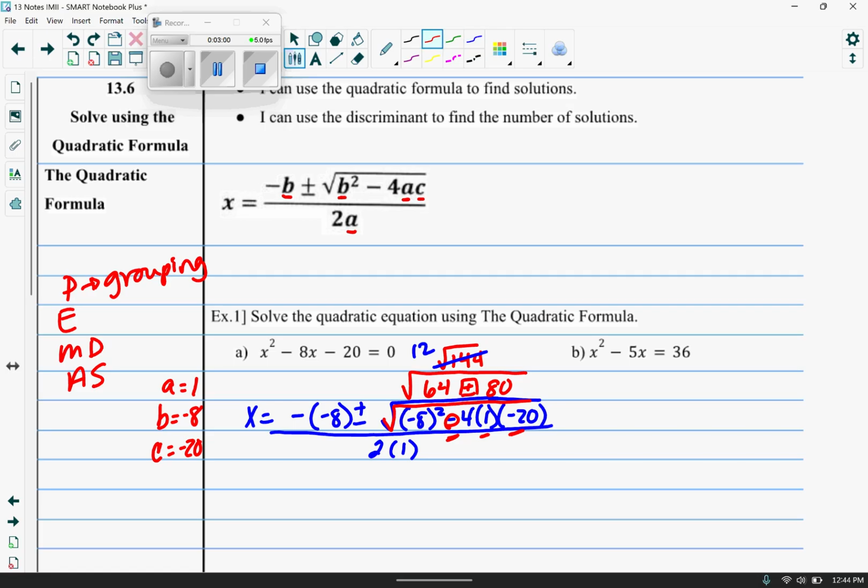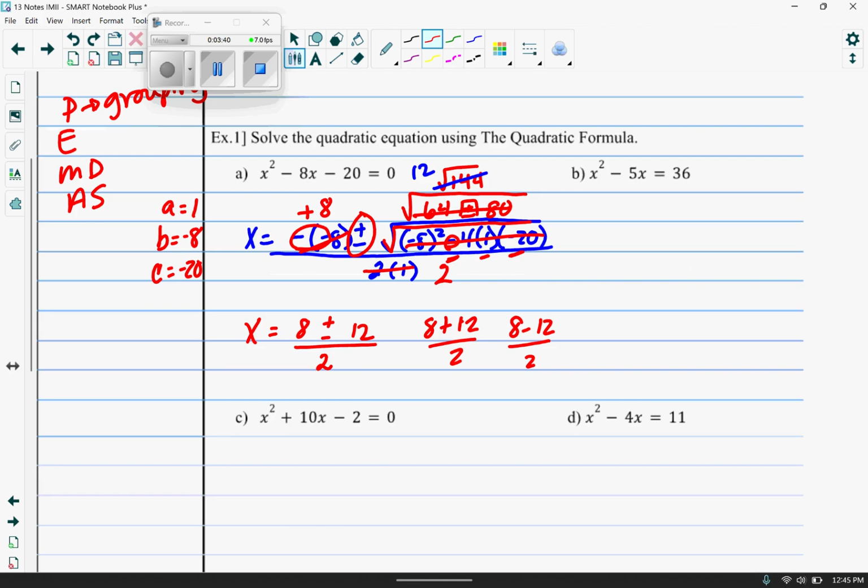Now we can go back and tidy everything else up. Negative and negative is a positive, so I got positive 8 here. I've simplified that, I've simplified that. I've got my plus or minus. 12 over 2 times 1 is 2. So let's rewrite this. X equals 8 plus or minus 12 all over 2. Now I have two problems. My two problems are 8 plus 12 divided by 2 and 8 minus 12 divided by 2.